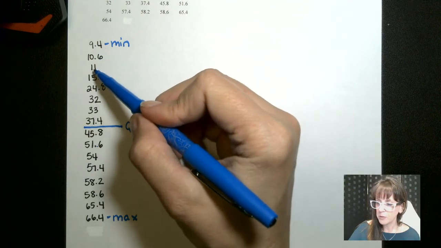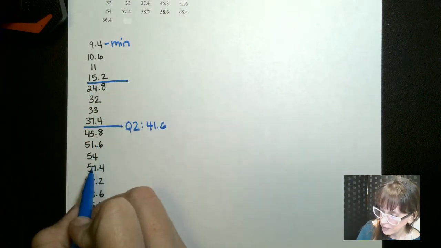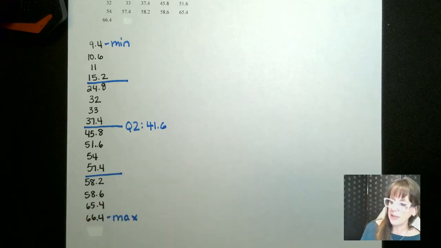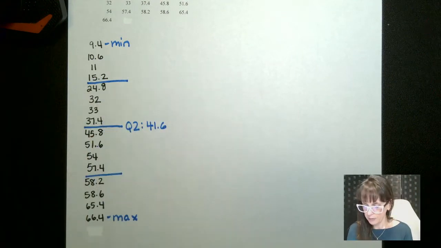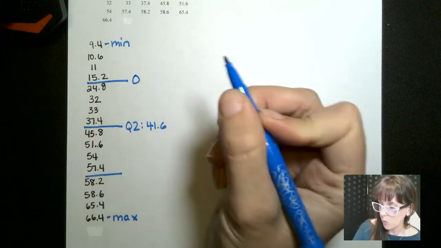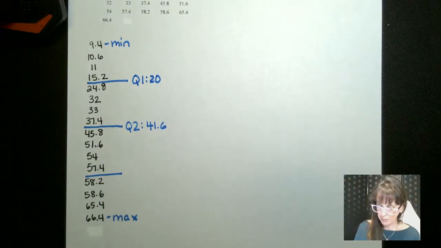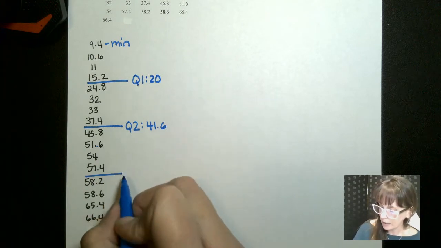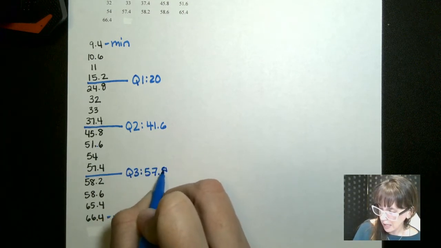Now with 8 pieces of data, if I split that in half, I get 4. So I can go right here, and then 1, 2, 3, 4, and right here. That looks like it's breaking up that data fairly evenly. So let's do another mini average here. If we do 15.2 plus 24.8, that gives us 40, divided by 2, we get 20. So Q1 is 20. And then over here we have 57.4 plus 58.2. And then if I divide that by 2, I end up with 57.8. So Q3 is 57.8. I can't type there.